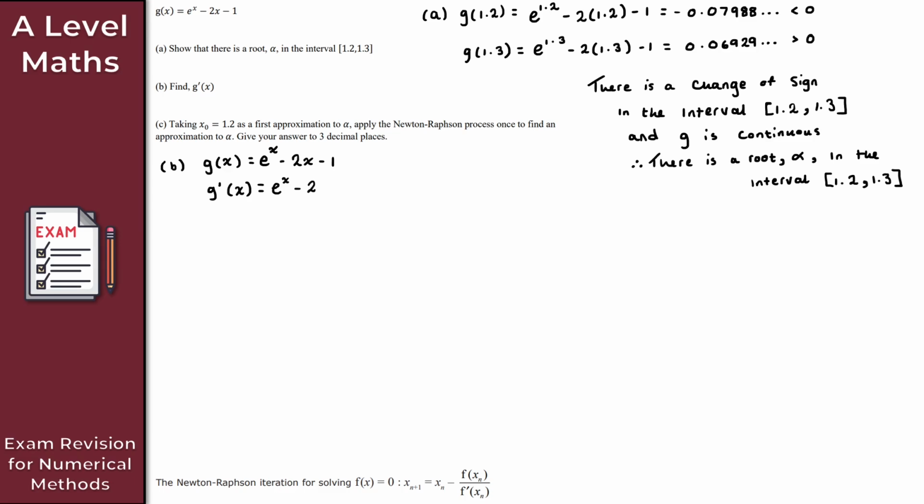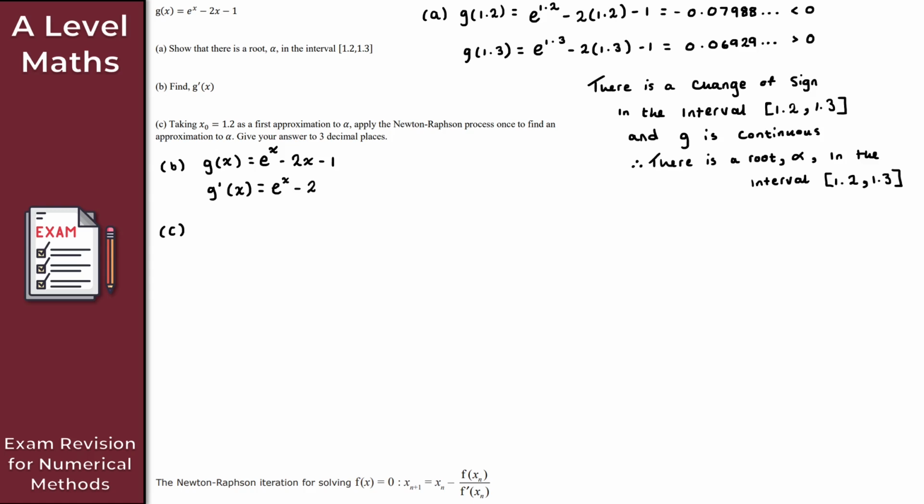And then for the very last part of this question, part C, it says taking x naught to be equal to 1.2 as a first approximation to alpha, apply the Newton-Raphson process once to find an approximation to alpha, giving your answer to 3 decimal places. So for part C, all we need to do is just use the Newton-Raphson process. And don't forget, the result for that is given in your formula book, as you can see here.